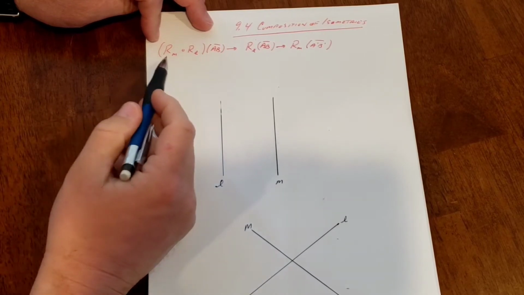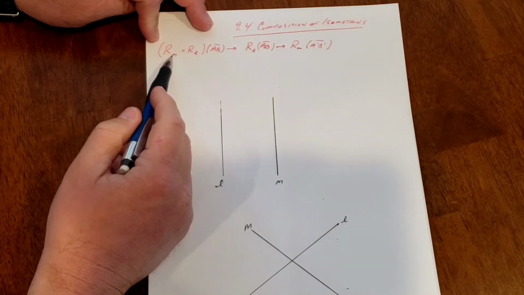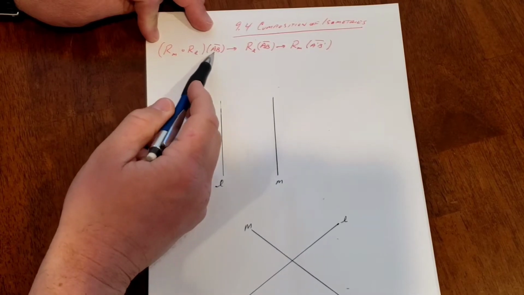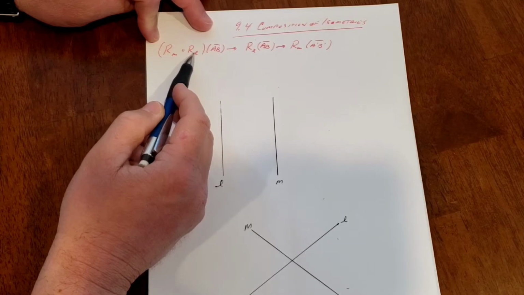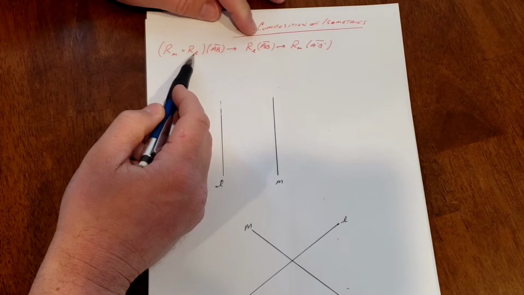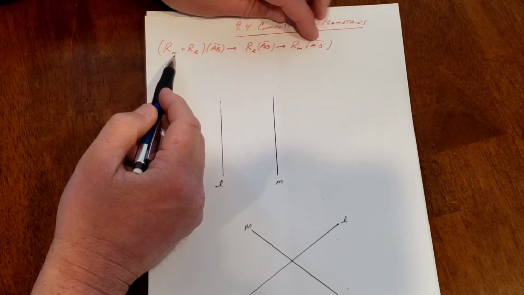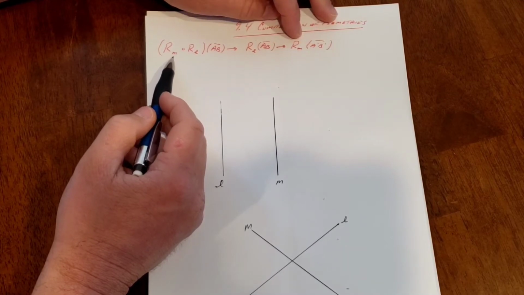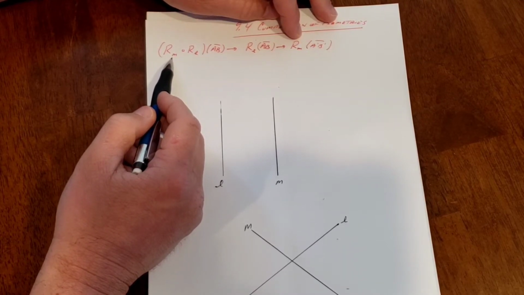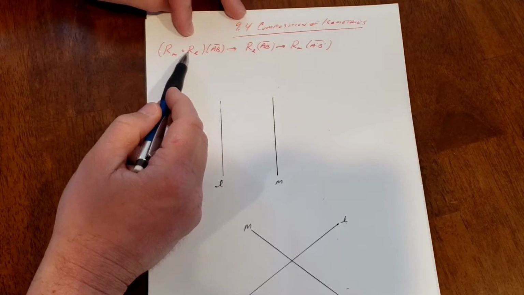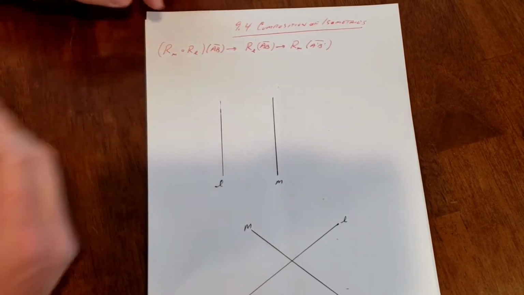So we're talking about composition of this reflection and this reflection for segment AB. The way we understand this is we work from inside out. So first we're going to do the reflection of segment AB across line L. We're going to get A prime, B prime as our image when we do that. And then we're going to reflect that new segment A prime, B prime across line M second. So first reflect across line L, second reflect across line M.